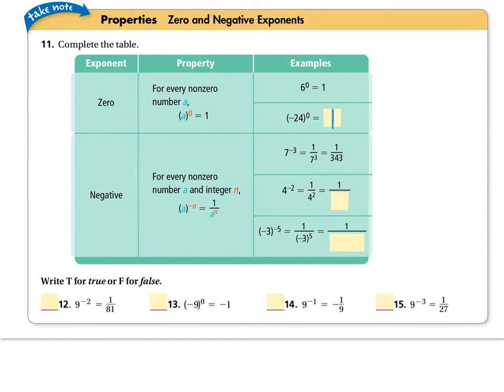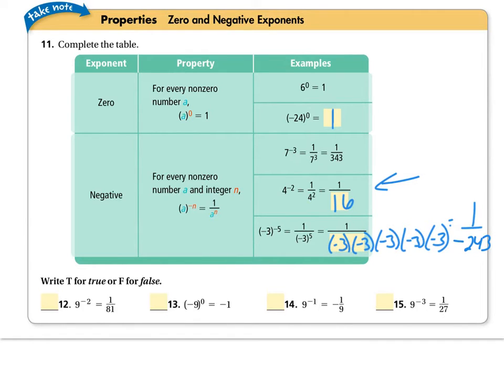Anytime you have a negative value, you put it in the denominator and your exponent becomes positive. So in the bottom one, you have negative 3 times negative 3 times negative 3 times negative 3 times negative 3. So you'd have 1 over negative times negative is positive times negative is negative times negative is positive times negative is negative 243. So write true or false for each of the following.